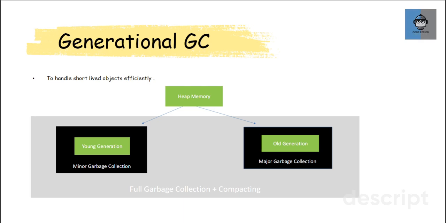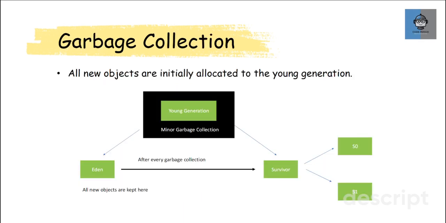So heap memory is divided into young generation and old generation. The GC which happens with the young generation is called minor garbage collection, and the GC which happens with the old generation is called major garbage collection. And when a full garbage collection happens, that is called a full garbage collection, and the compacting also happens. So let's look into the young generation or the minor garbage collection.